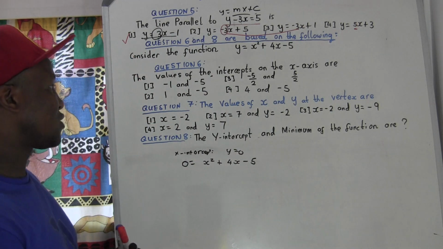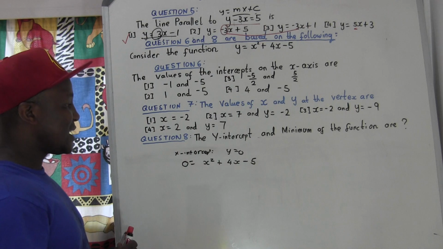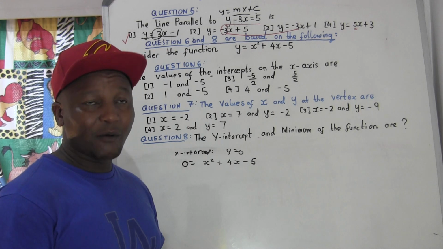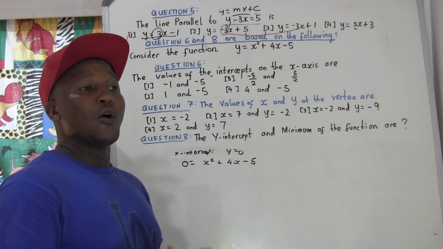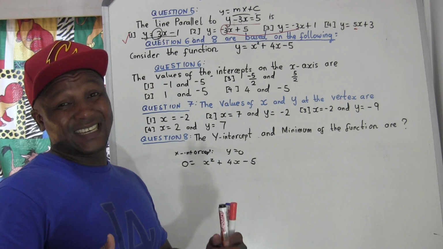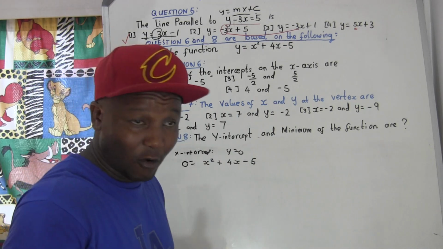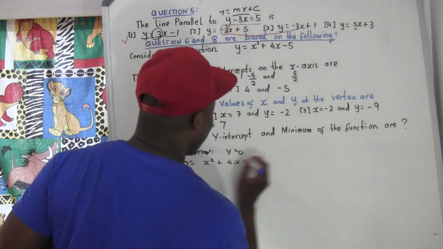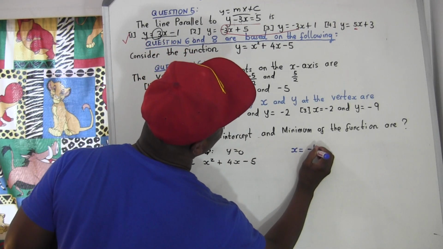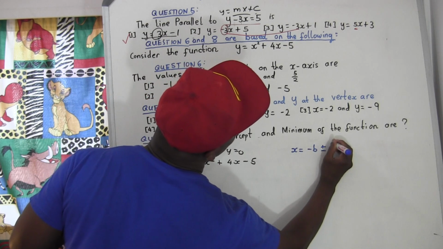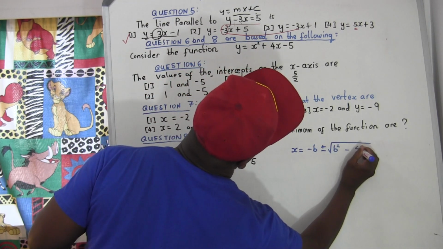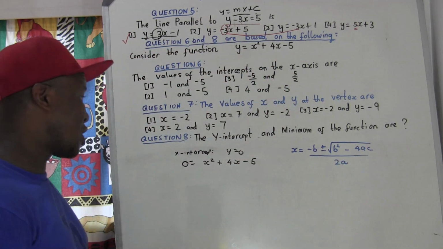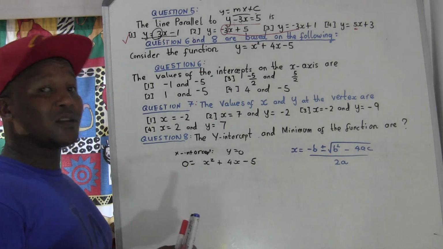Now we have to solve this. There are two ways you can do it: either factorize or use a formula. I encourage you to use the formula because not every quadratic can be factorized easily, but with the formula you're never going to get it wrong. The quadratic formula says x equals negative b plus or minus the square root of b squared minus 4ac, over 2a. Memorize it. Don't depend on looking at the back of the formula sheet, because I don't know if they give it.